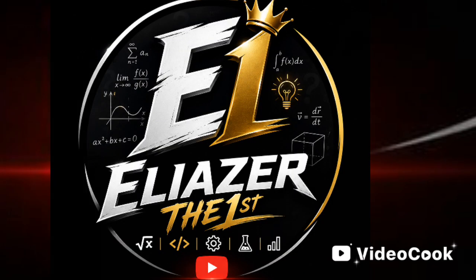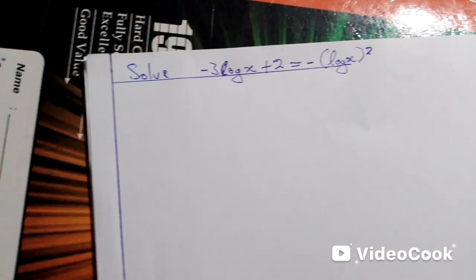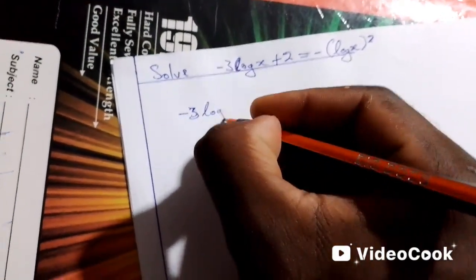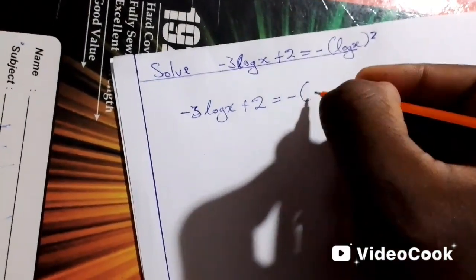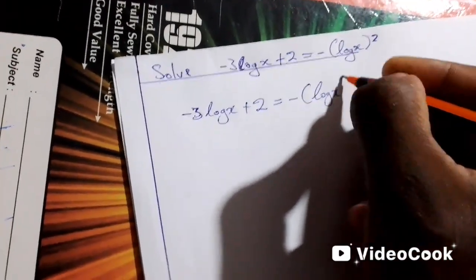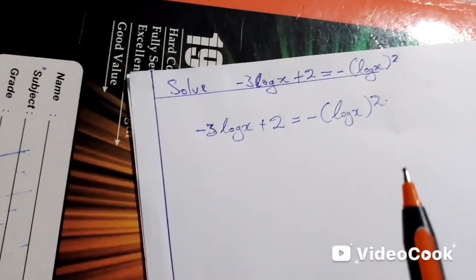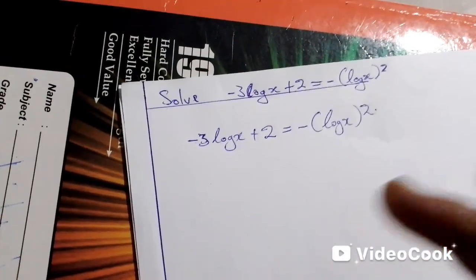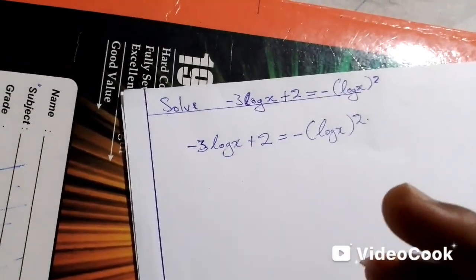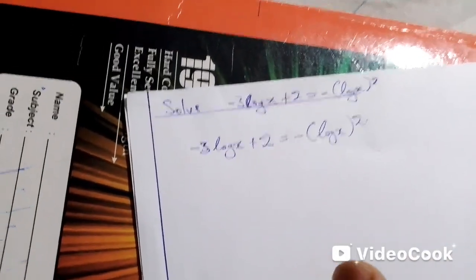Okay, so I received this from one of my friends, my classmate, who asked me to solve this for him: negative 3 log x plus 2 is equal to negative (log x) to the power 2. That's the question. To arrange it in order, the best way is to get the two logs together and see if any principle of logs will apply when I bring them together.